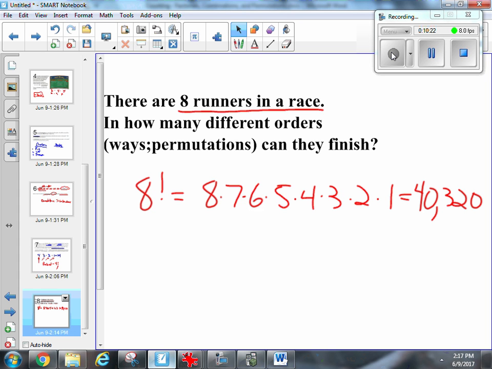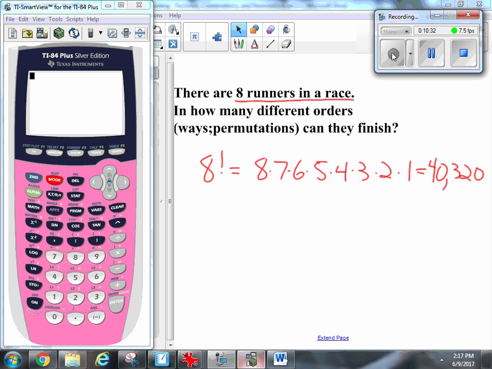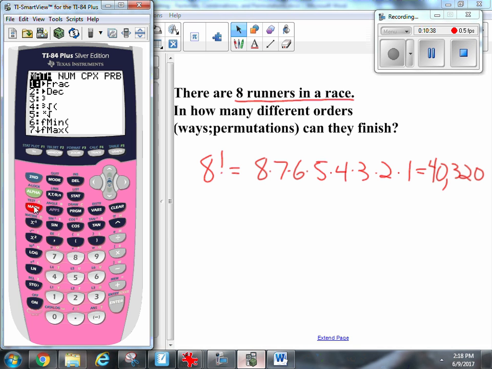I would have to punch a lot of numbers into my calculator to do that, but there's a way to do it in your calculator that makes it simpler. I start with 8, and then I press the math button, and up at the top I have these different options right here. Math, numbers, CPX, PRB. I want PRB, that stands for probability.